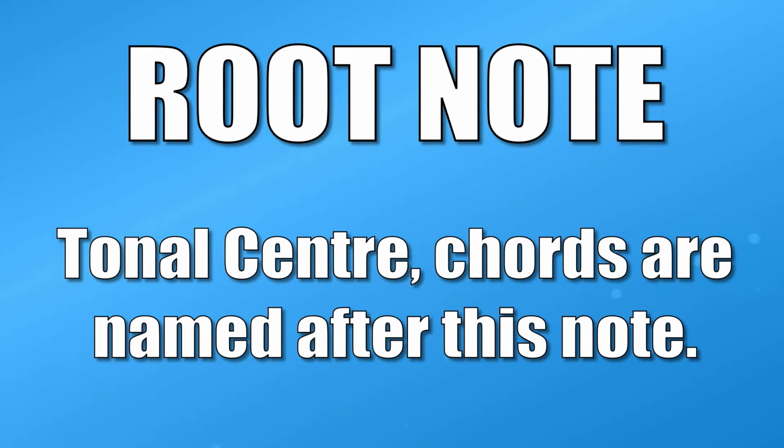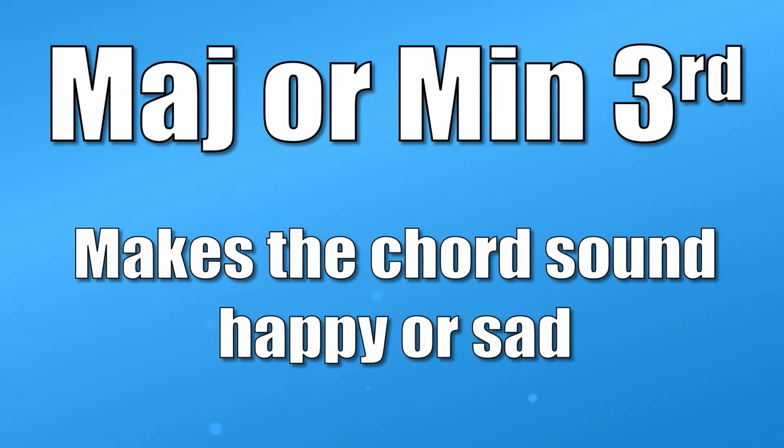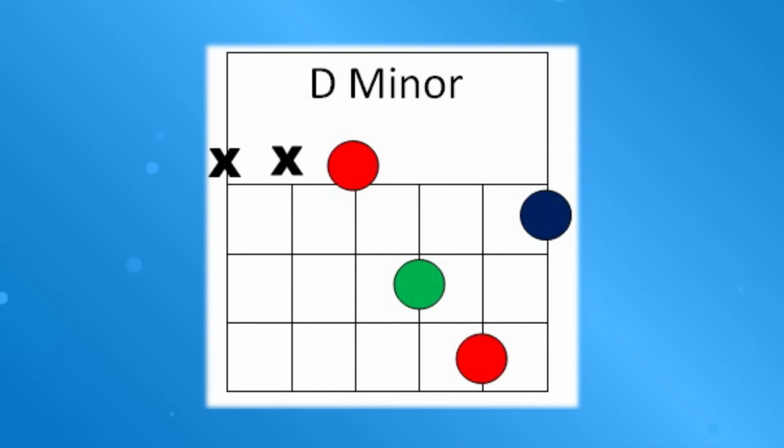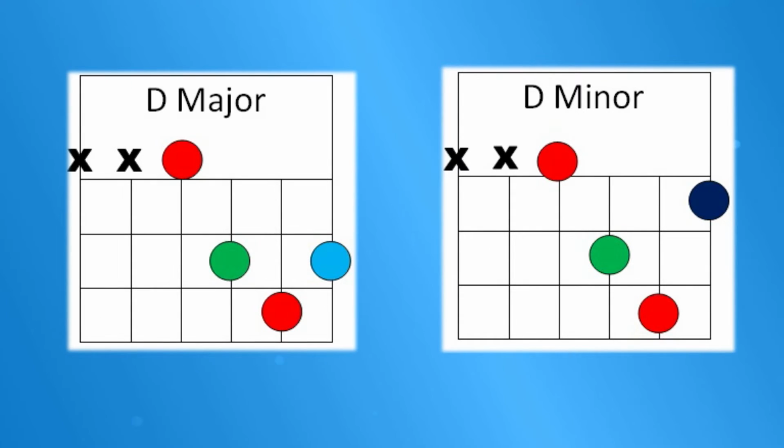You get it. The 3rd indicates whether the chord is happy or sad. Now, happy and sad is a bit of a simplistic way to phrase it, but it's the most relatable. So if you think it's something a little more complex than happy, then that's fine, whatever. Here is a D major chord, which includes a major 3rd. And here is a D minor, which has a minor 3rd. Can you hear the difference?